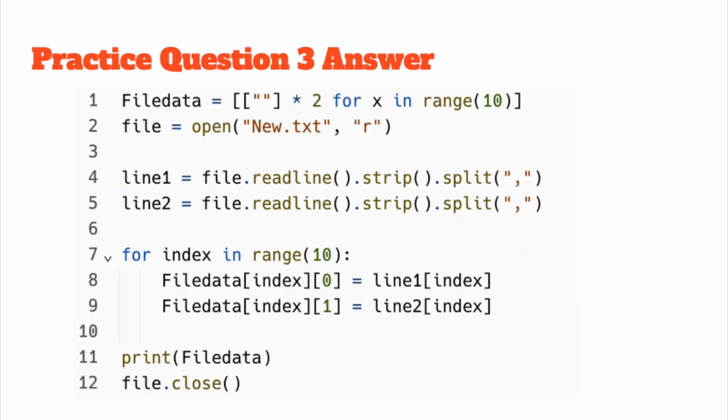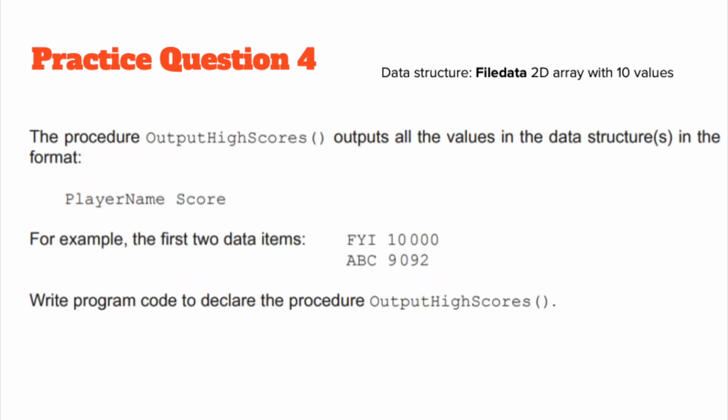Hopefully you got something like this. You've set up your file data 2D array, you open the file in read mode, then in line 1 you read the line, you strip it, you split it using the comma, and in line 2 you do the same thing with the second line, and then you create a loop which runs 10 times because there are 10 items, and then you update each column of the array by putting the name and the appropriate score right next to it. And once you're done, you print the file data out and close the file, and that's it. Run this code and you'll probably see that each player will have their score right next to them in the array. So on to practice question 4.